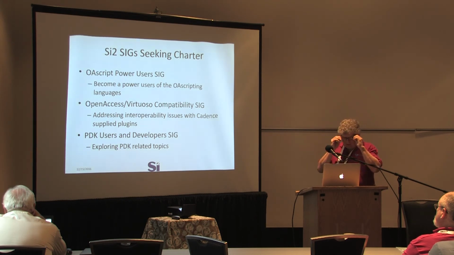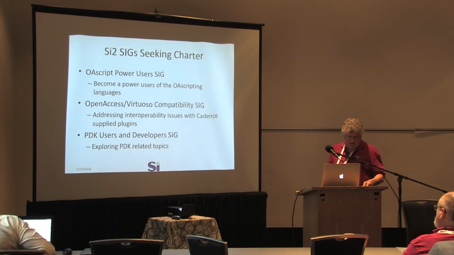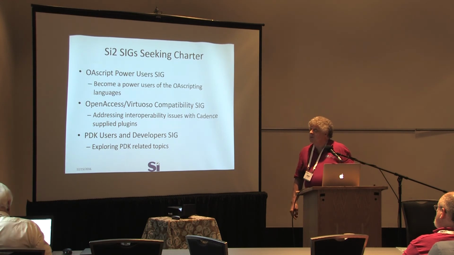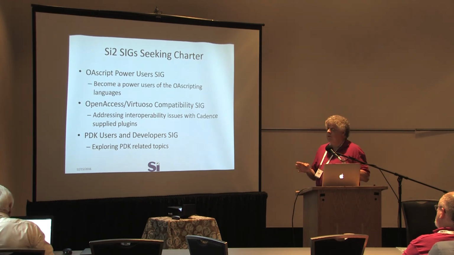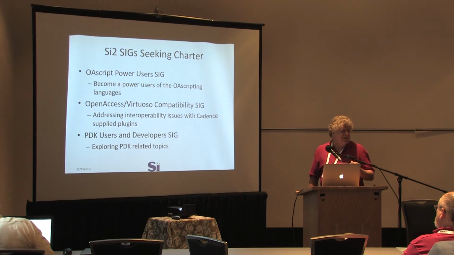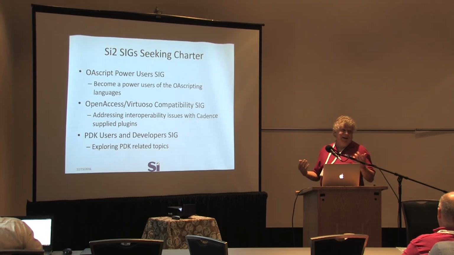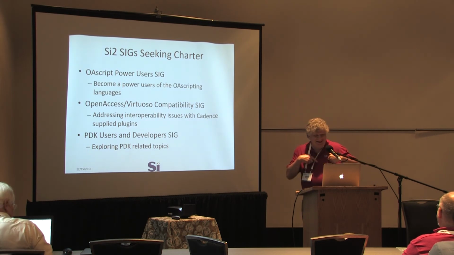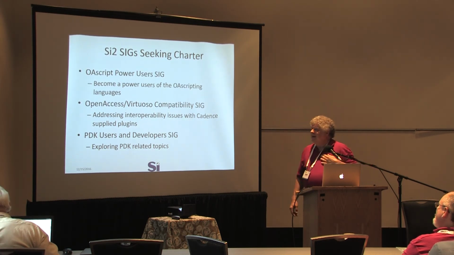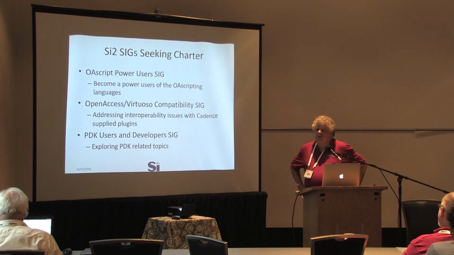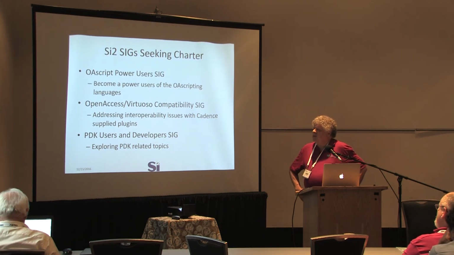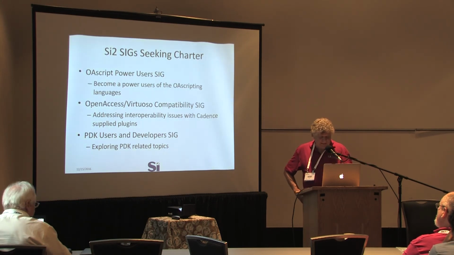So the SIGs that we're working with right now, and we're capable of supporting 4 of them, is the power users, OA script power users SIG, like Corey is working with. The troublemakers, yeah. And in fact, we might get the T-shirts with troublemakers. The Open Access Virtuoso Compatibility SIG and the PDK Users and Developers SIG to explore PDK-related topics.